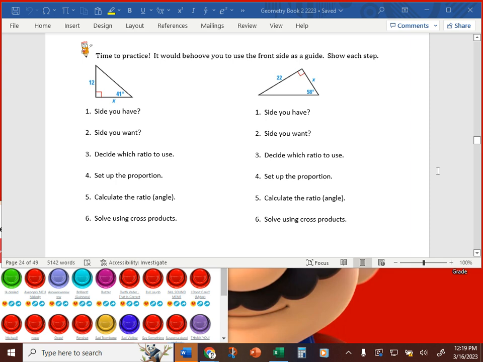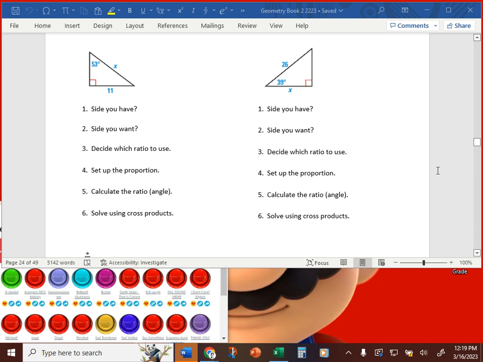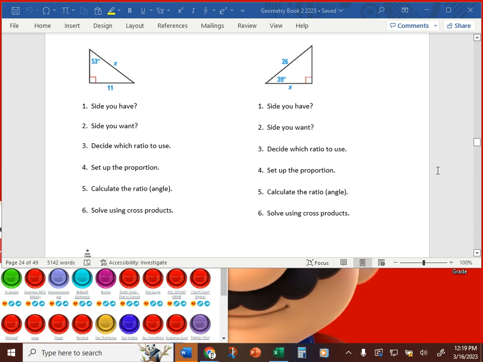And let's do the third one down here, that 53-degree angle. Third one on the second page, that 53-degree angle. Remember, these first 3 steps are simply to decide which ratio we are going to use. You can't set up the proportion unless you know what ratio you are going to be using here. Okay? It all starts with that angle that you're given.